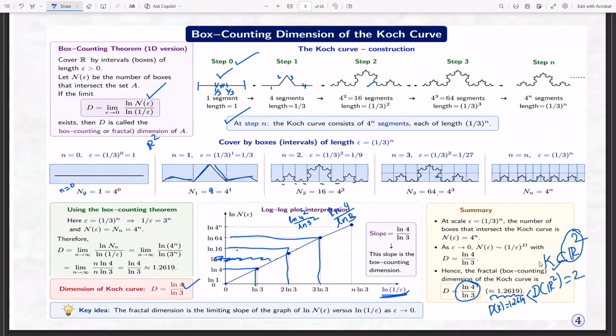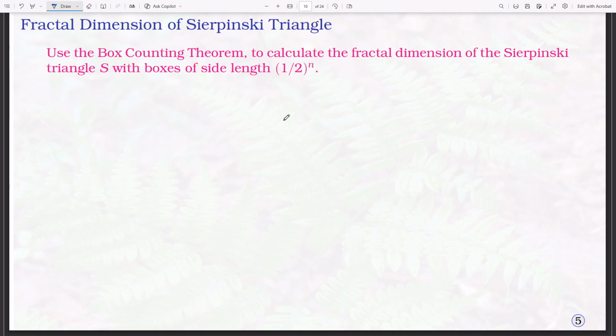You can note down this one. Therefore, we can call the Van Koch curve, with its box counting dimension, an example of a fractal. Now, let us try to find one more classical fractal dimension, the fractal dimension of one more classical set, the Sierpinski triangle.